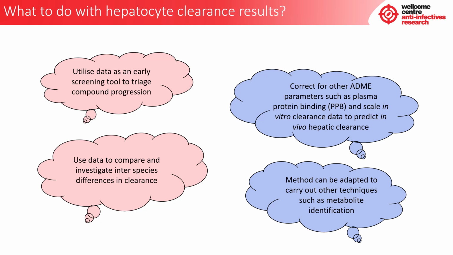You can utilise the data as an early stage screening tool to triage compound progression. You can correct for other ADME parameters such as plasma protein binding and scale in vitro clearance data to predict in vivo hepatic clearance. You can use the data to compare and investigate interspecies differences in clearance. Or the hepatocyte method can be adapted to carry out other techniques such as metabolite identification.